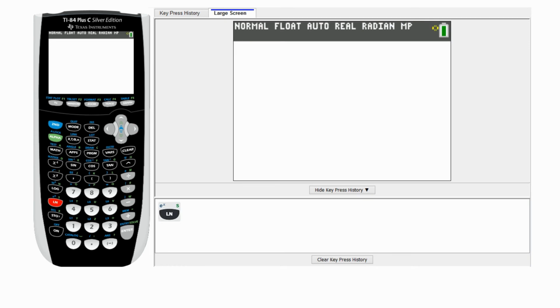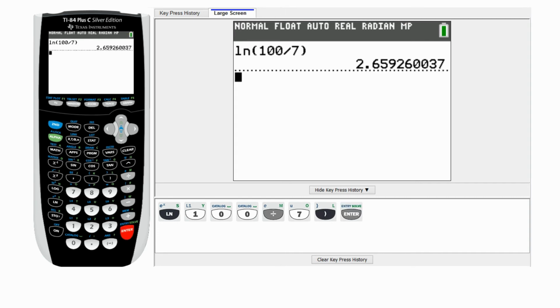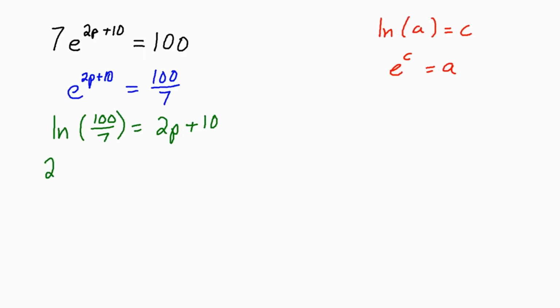Calculating, I have the natural log of 100 divided by 7. That gives us 2.659260037. It's best to have as exact an answer as possible. For best results, you want to wait until you're done calculating to round. With the TI calculator, that can actually help us because in all of our calculations, we can continue to use this answer. For my work, I'm going to round it to 4 decimal places. 2.6593 equals 2p plus 10.